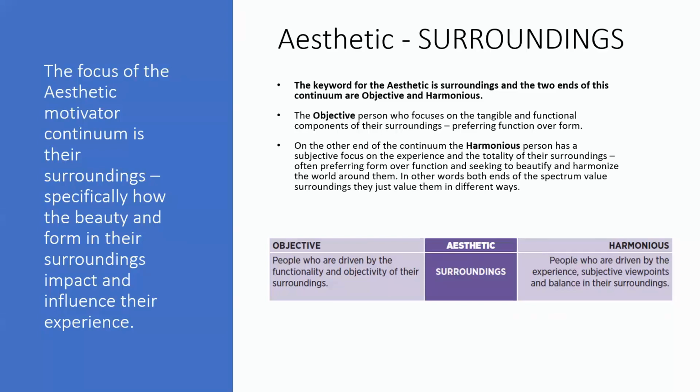On the other end of the continuum, the harmonious person has a subjective focus on the experience and totality of their surroundings, often preferring form over function: how things look, how things smell, the experience that you have in this environment. They're living for that experience. They seek to beautify and harmonize the world around them. So in other words, both ends of the spectrum value surroundings. They just value them in different ways.